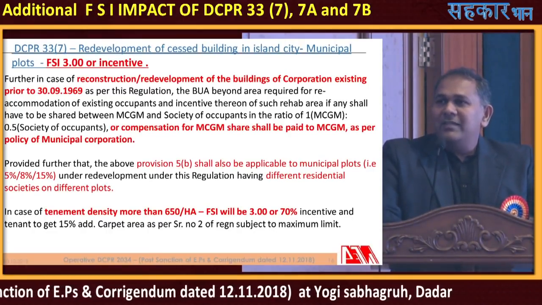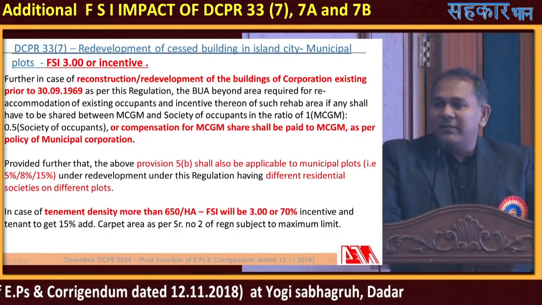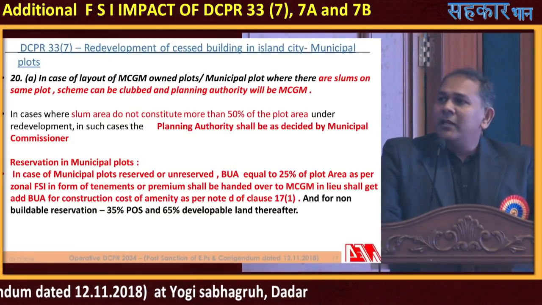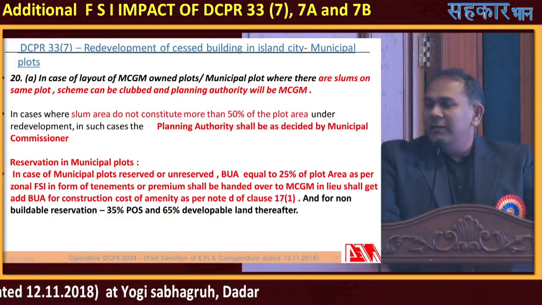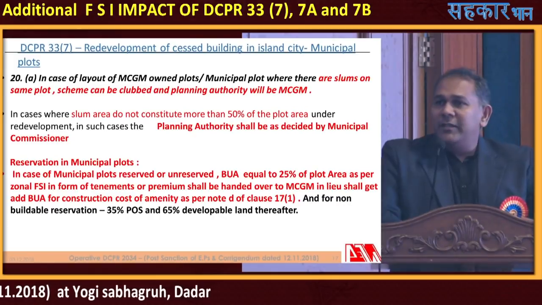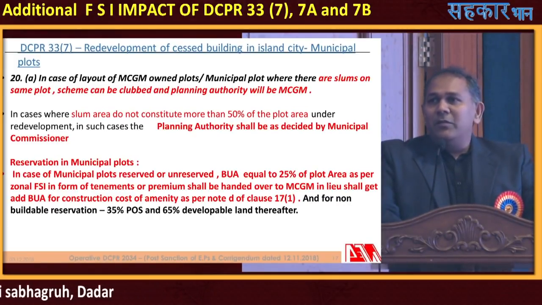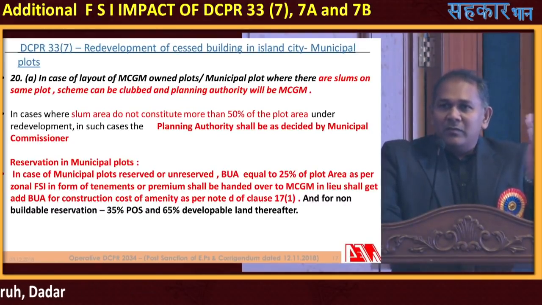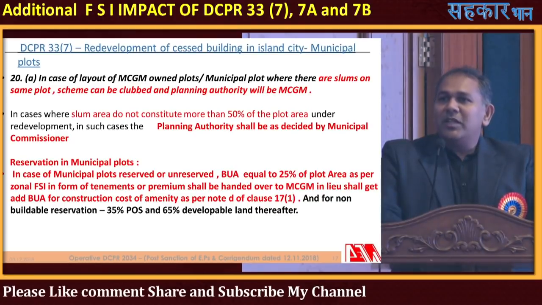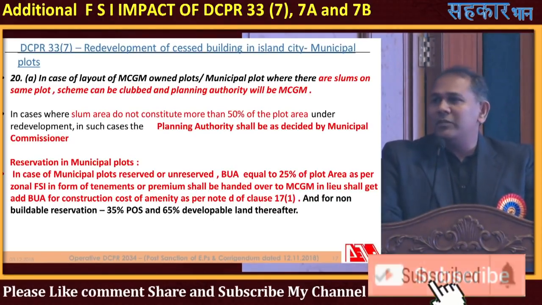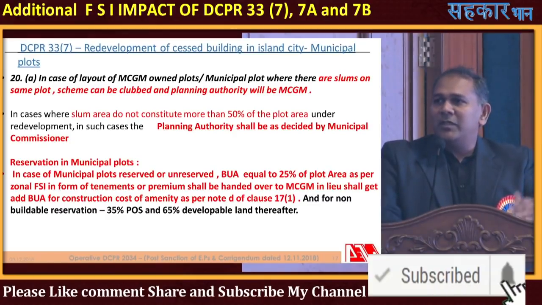But if your tenement density is more than 650 per hectare, you'll get 70% incentive. Plus, normally we have seen that in tenanted properties, there's also a slum component out there. So now you can combine 33.7 and 33.10, and planning authority can be MCGM. Friends, here be careful that if you feel that you want to go to SRA because you're going to get some premium benefits, that is not the case. There is a clause added that the premiums shall be as per the respective regulations only. So irrespective of the planning authority, it makes no sense whether it is SRA or MCGM, you can continue your proposal.